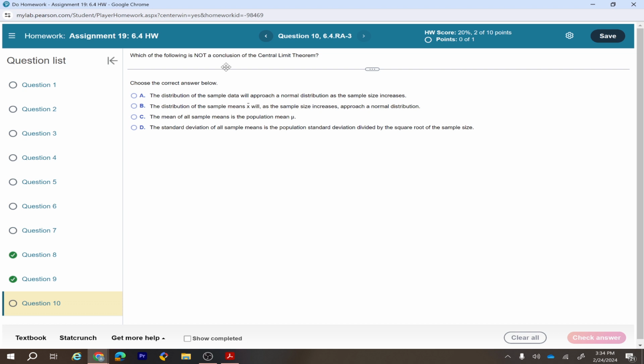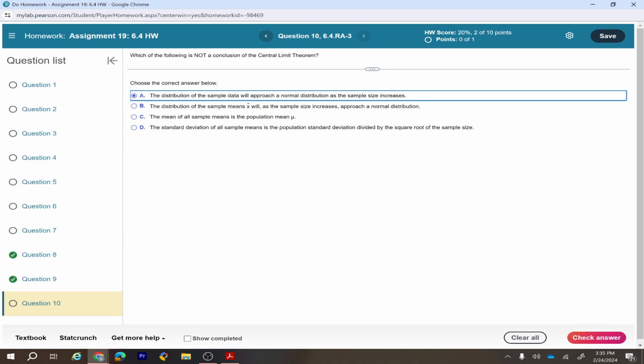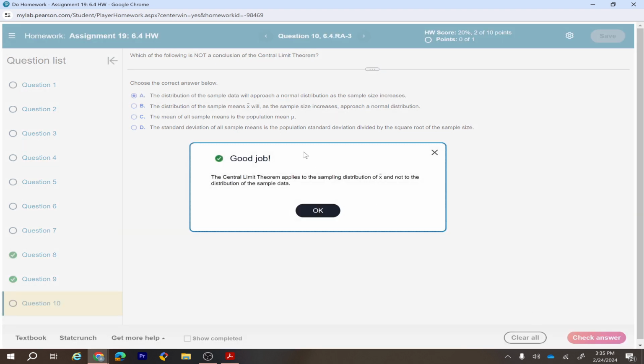Which of the following is not a conclusion of the central limit theorem? The distribution of the sample data will approach a normal distribution as sample size increases. The distribution of the sample means x bar will, as the sample size increases, approach a normal distribution. The mean of all sample means is the population mean mu. The standard deviation of all sample means is the population standard deviation divided by the square root of the sample size. So these are right. The distribution of the sample data approaching normal is not right. That's not part of the central limit theorem.